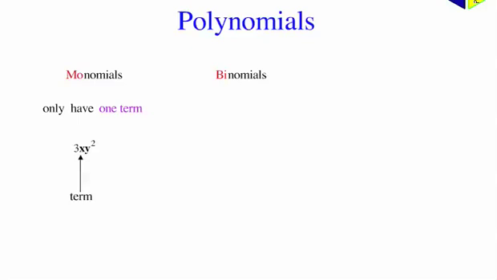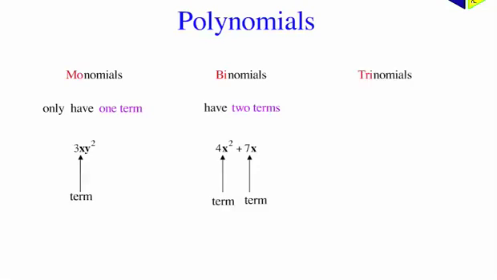And binomials, like a bicycle, okay, bi means two, have two terms. So binomials have two terms. So here are the two terms. The 4x squared is one term and the 7x is another term.